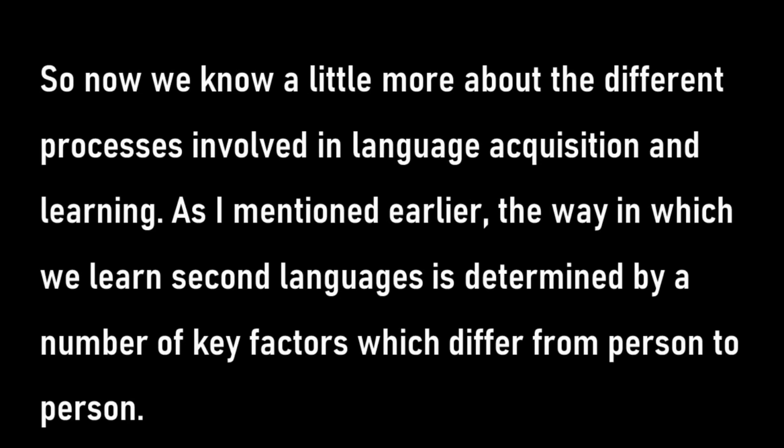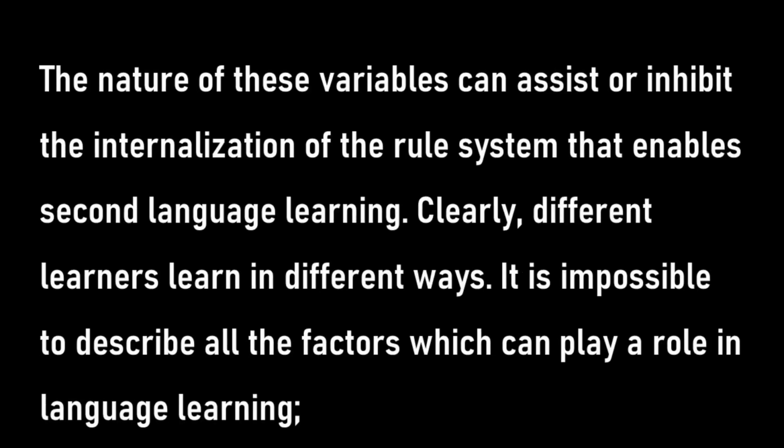So now we know a little more about the different processes involved in language acquisition and learning. As I mentioned earlier, the way in which we learn second languages is determined by a number of key factors which differ from person to person. The nature of these variables can assist or inhibit the internalization of the rule system that enables second language learning. Clearly, different learners learn in different ways. It is impossible to describe all the factors which can play a role in language learning.